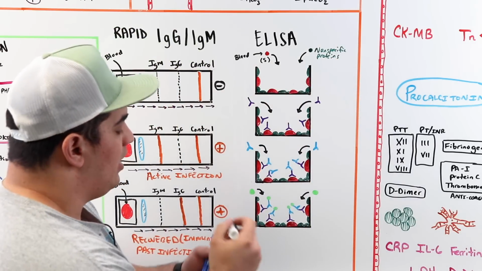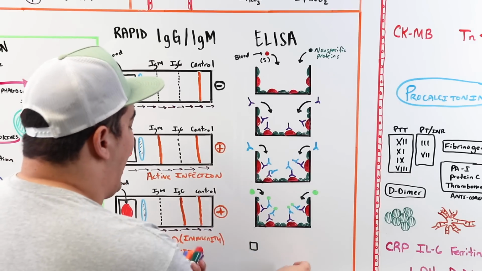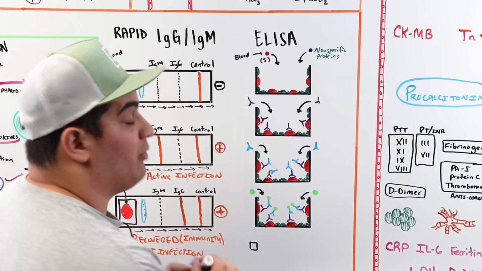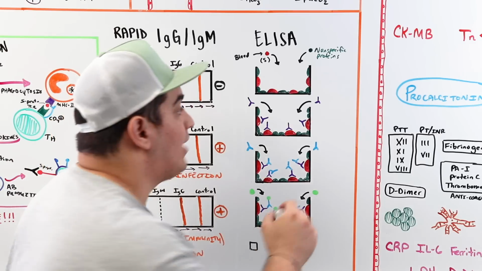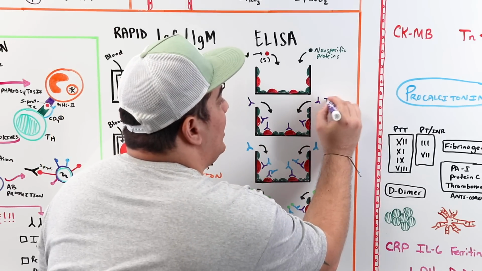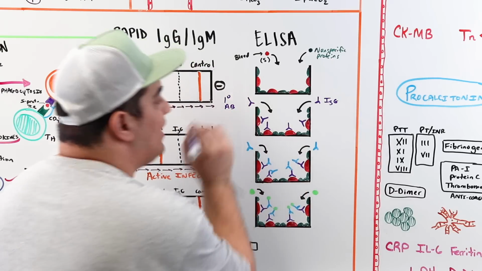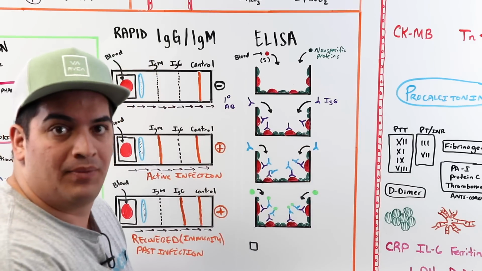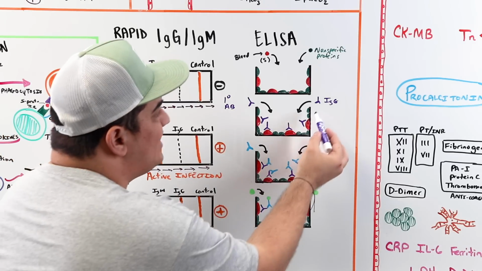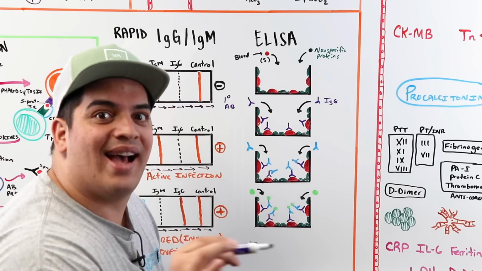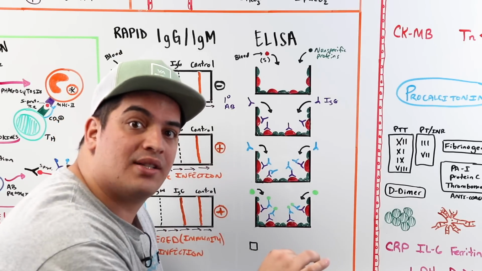Then what we do is we add in the primary antibody that we're looking for, the IgG antibodies from the recovered individuals, hoping that it'll react. So now we're going to add in the IgG antibodies, and these are what's called our primary antibody. We're going to add this into the solution. The goal is that these primary antibodies react and bind with the S protein of the SARS-CoV-2 virus.